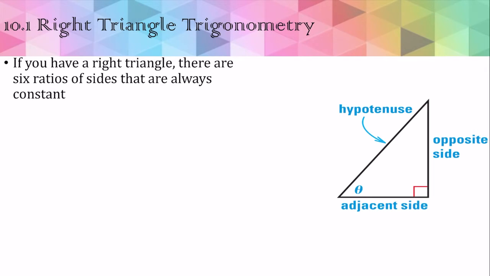So, if we have a triangle here, notice this angle is the angle we're talking about, this one right here. So we have the hypotenuse. The side opposite the angle we'll call the opposite side, and the side adjacent to the angle we'll call adjacent.